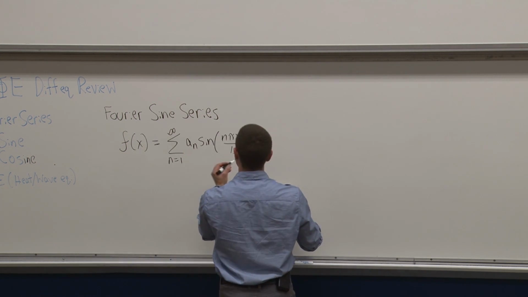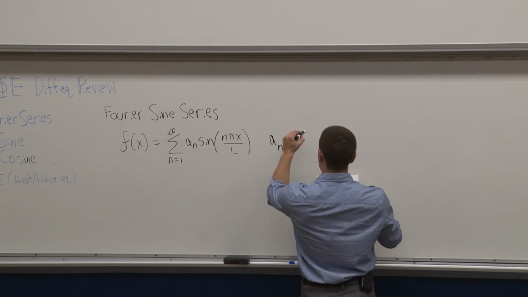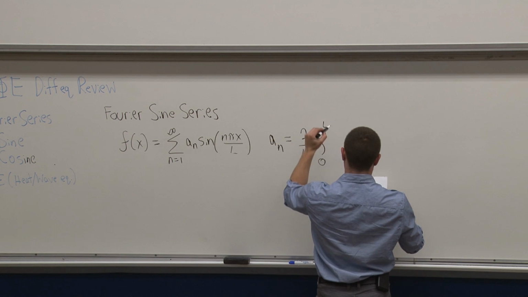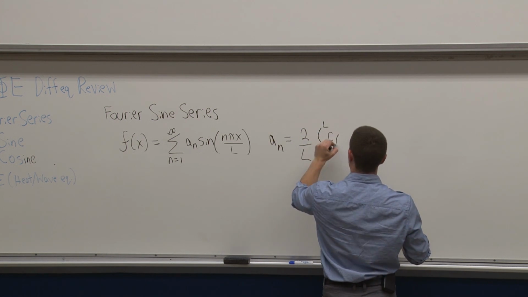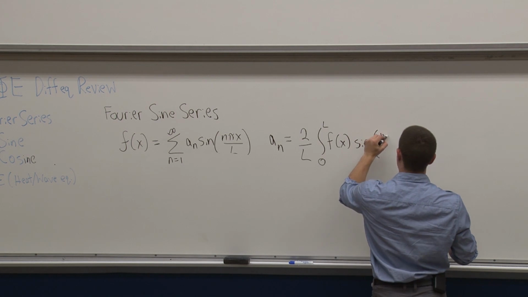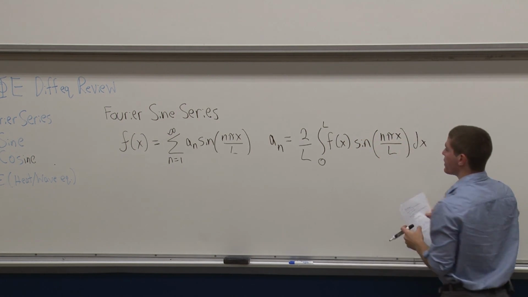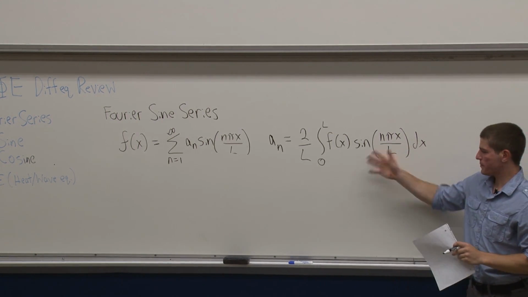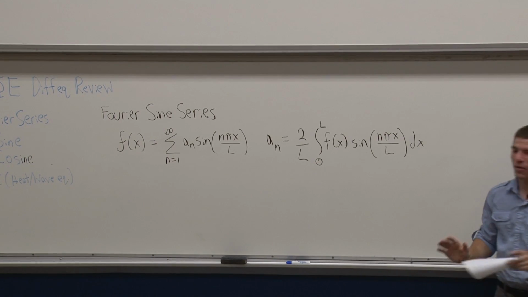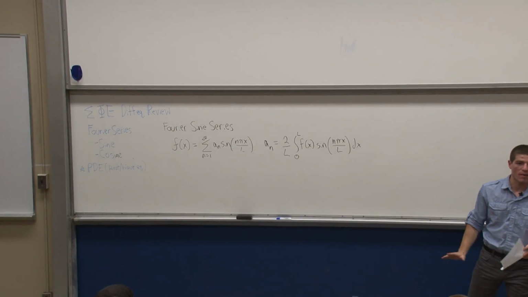So what this constant is equal to, I'll write that right here: an is equal to 2 over L times the integral, and yes, you have to do integrals now, from 0 to L of f of x times the sine of n pi x over L dx. So it looks very similar to the answer, but this is just to find the constant. So your constant equals all that stuff. Okay, any questions on that? Anybody at all throughout the review have any questions at all, please just stop me and ask.